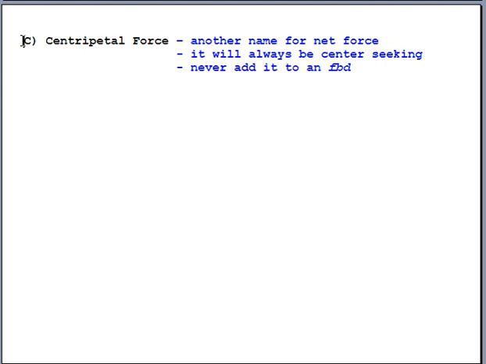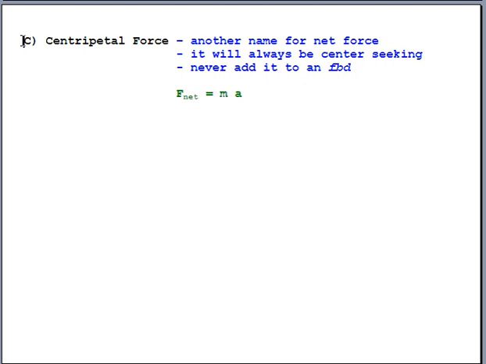So the centripetal force, the net force overall, will end up towards the center, and that's the direction we're going to call positive. Just like net force, because it is net force, you should never be adding force to your free body diagram and labeling it as centripetal force, because it's not a real thing. It's just a bookkeeping idea of adding all of the forces that are out there together.